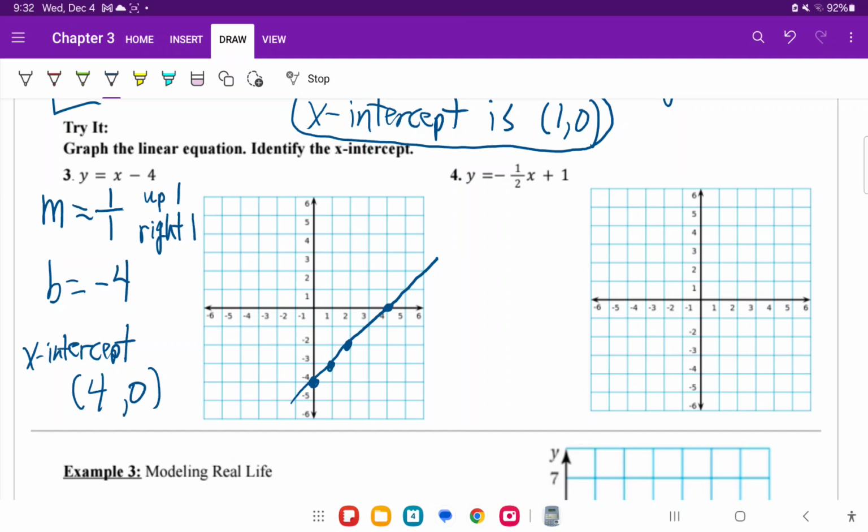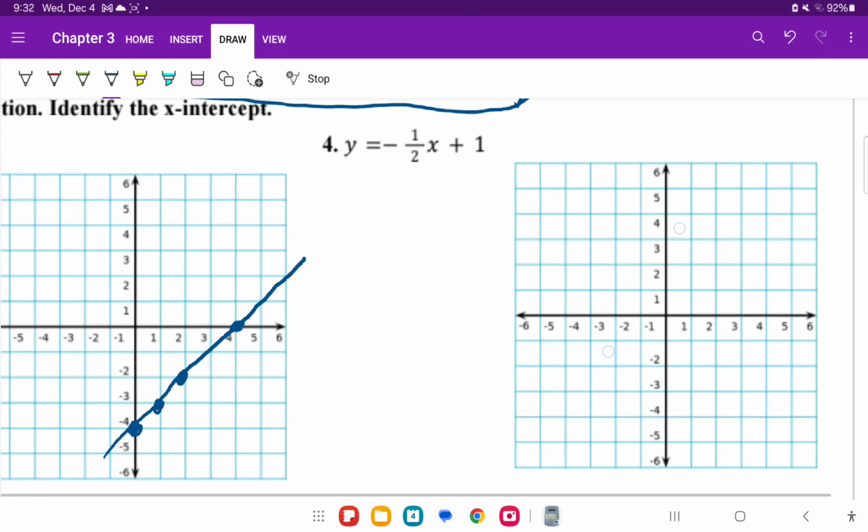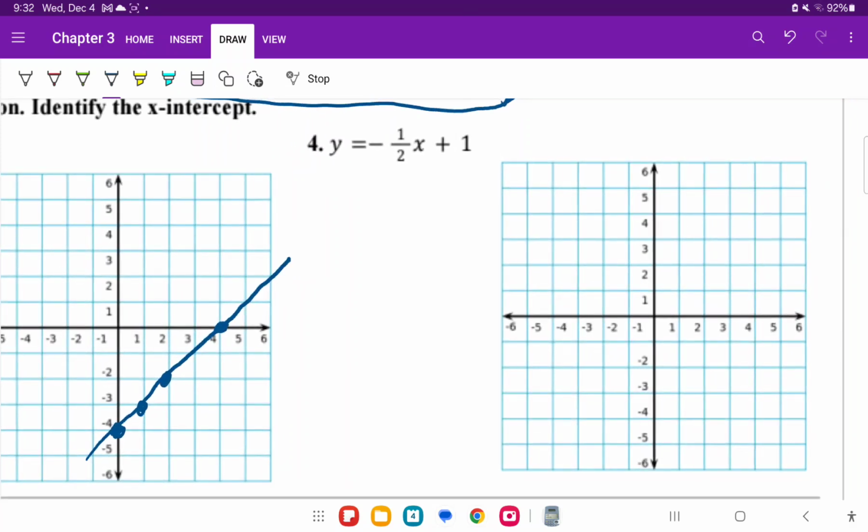Okay, so again, what we have to do is identify the slope and the intercept. So for number 4, the slope is -1/2, and the intercept is at 1, just a +1. So when we start graphing, do this first. Where's that? +1 for the y-intercept is right there.